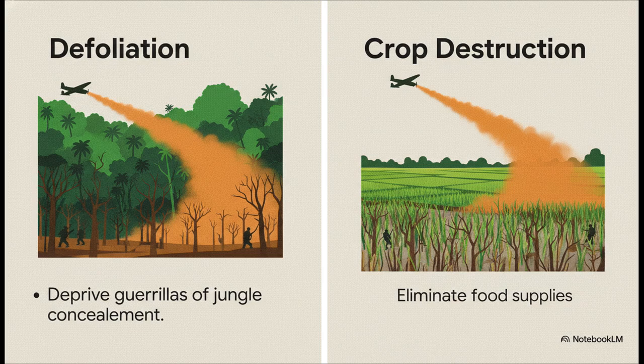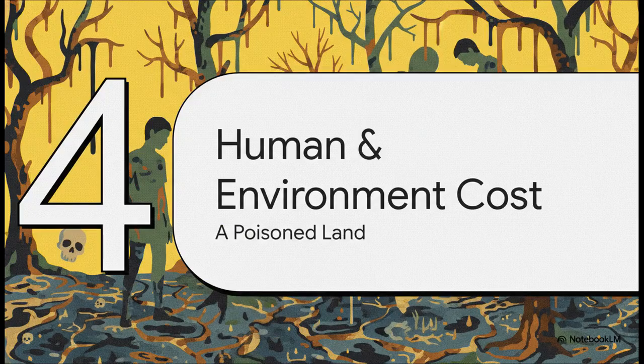The first was defoliation, basically strip away the dense jungle to take away cover from enemy guerrillas. And the second was crop destruction, wipe out food supplies to weaken not just enemy soldiers, but also the rural villagers who supported them. But that strategy came at an absolutely unimaginable price. So let's look at the fallout in Part 4, the human and environmental cost of poisoned land.